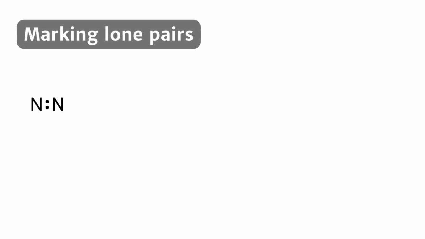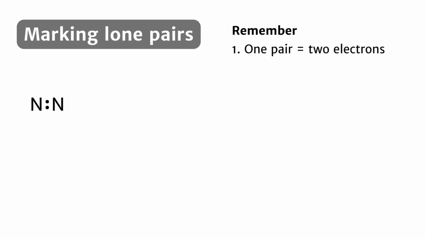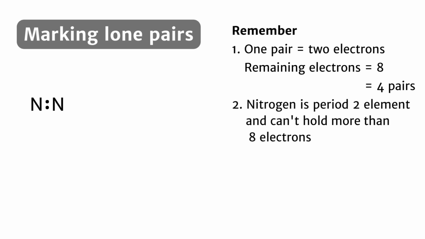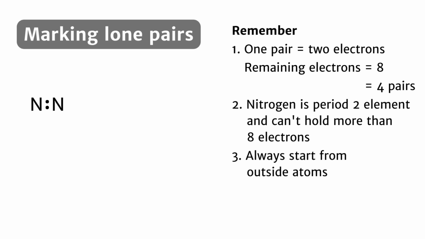Lone pairs consist of electron pairs not utilized in chemical bonding. Remember, each pair comprises 2 electrons. With 8 electrons remaining, mark 4 electron pairs on the structure as lone pairs. It's important to note that nitrogen is a period 2 element and cannot hold more than 8 electrons in its valence shell. Also, remember to always start marking lone pairs on outside atoms first and then on the central atom.